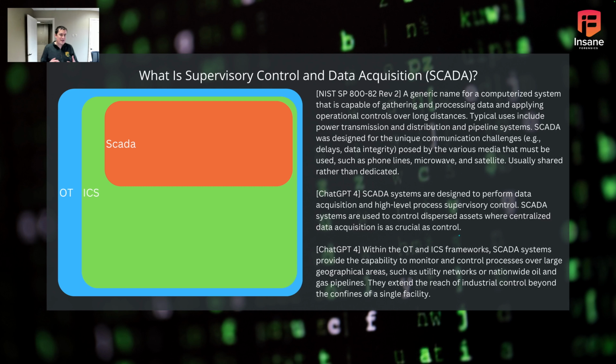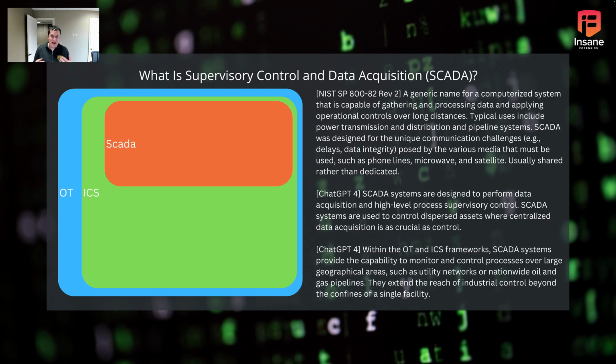Moving on, so we talked about ICS. A subsection of ICS is going to be SCADA. What is a supervisory control and data acquisition system? SCADA is a subsection of ICS systems. And again, we talk about transmitting over an area. As NIST says, it's a generic name for computerized systems gathering and processing data over long distances. So distance really is a key part here. SCADA systems solve some of those unique challenges, dealing with things like phone lines, microwaves, satellite, usually shared rather than dedicated. We go to another, the GPT definition.